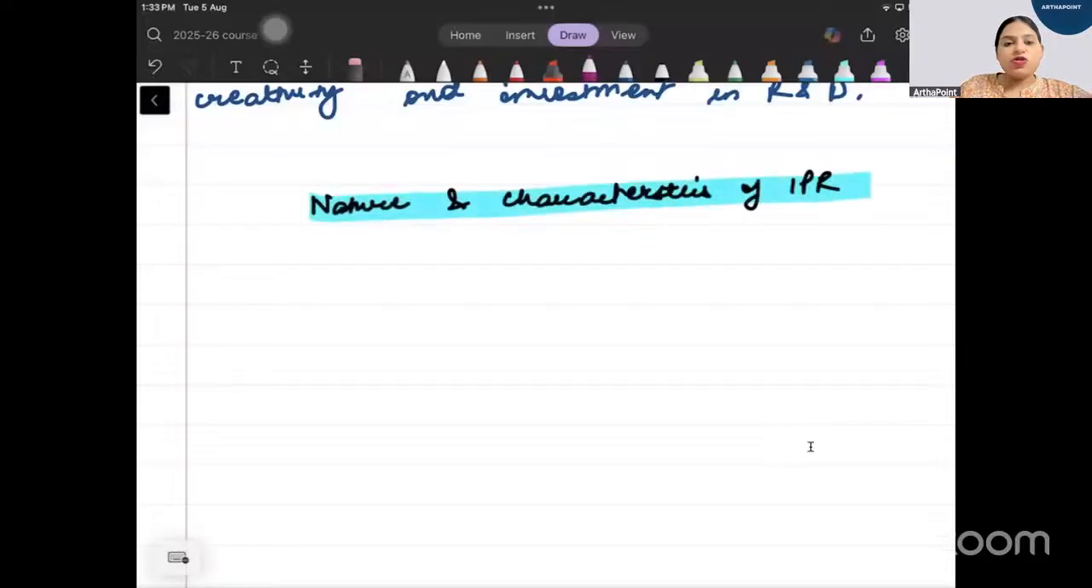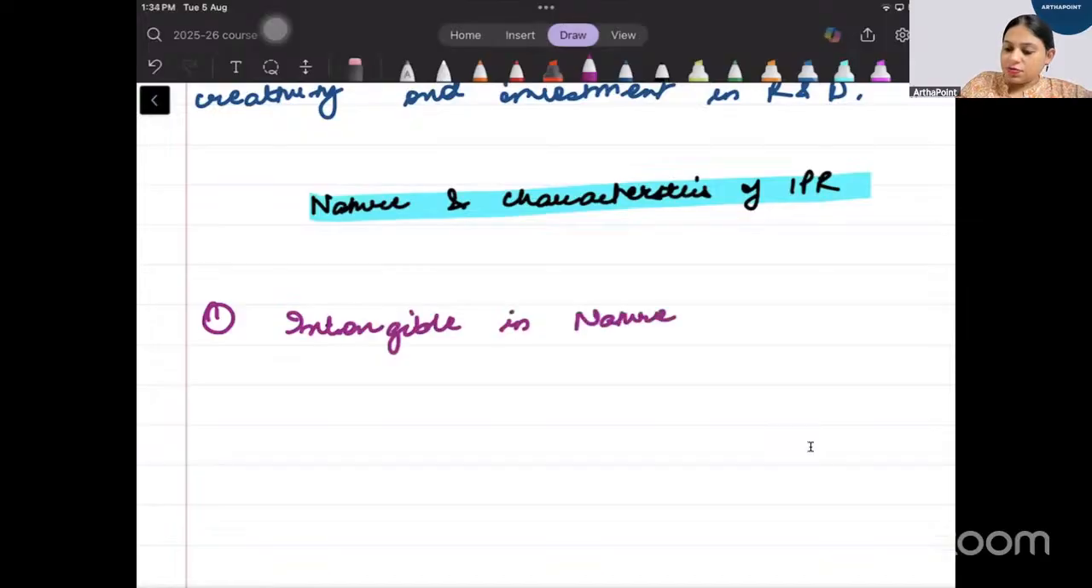Nature and characteristics of IPR. The first one is intangible in nature. बेटा टैंजिबल जो टच कर सकते हो, इनटैंजिबल जो टच नहीं कर सकते हो। किसी ने कोई सॉफ्टवेयर बनाया है, कोई पोयम बनाई है, कोई मूवी बनाई है, कोई आइडिया लेके आया है, कुछ ब्रांड का नेम रखा है, these are all intangible assets. These intangible assets, non-physical assets, can be protected through IPR.